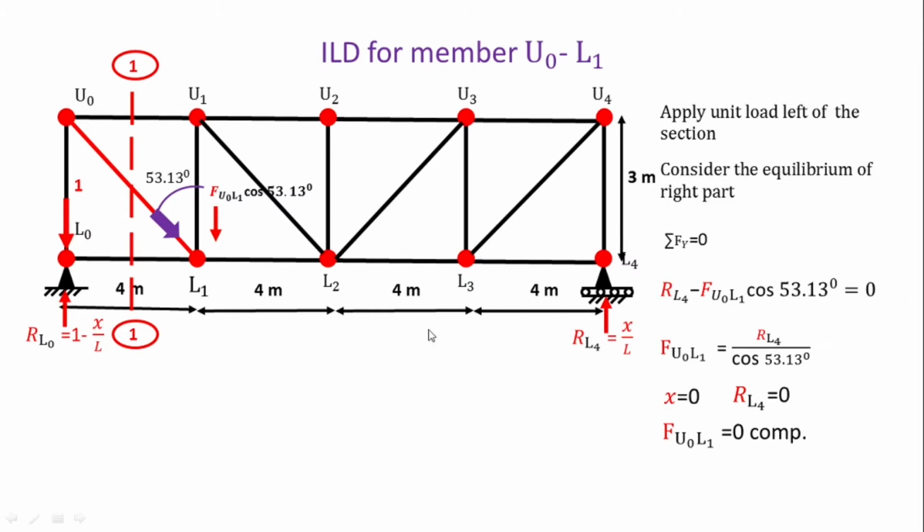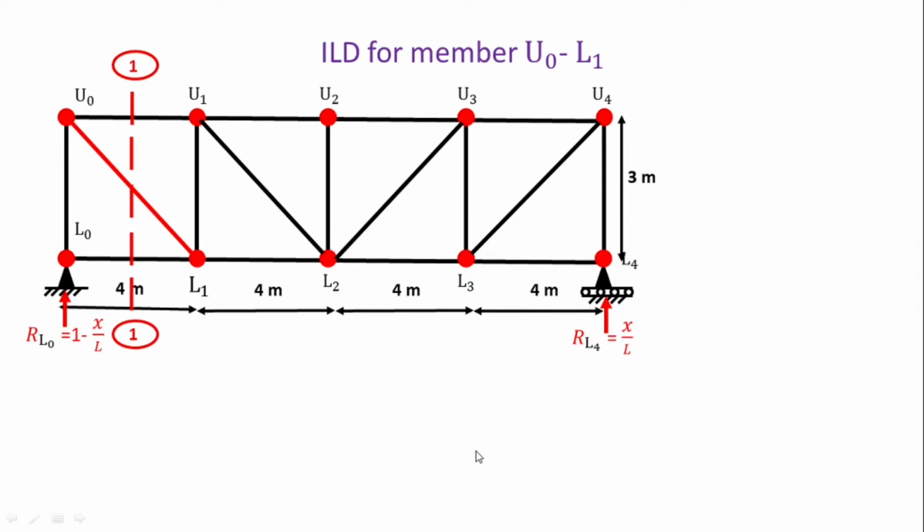But we are considering this as compressive, but this value is 0, so that doesn't affect whether it is compression or tension. Now next is to apply the unit load on the right of the section, because we have to move this load from L0 to L1, which is the right hand side of the section. So consider here unit load applied at L1.